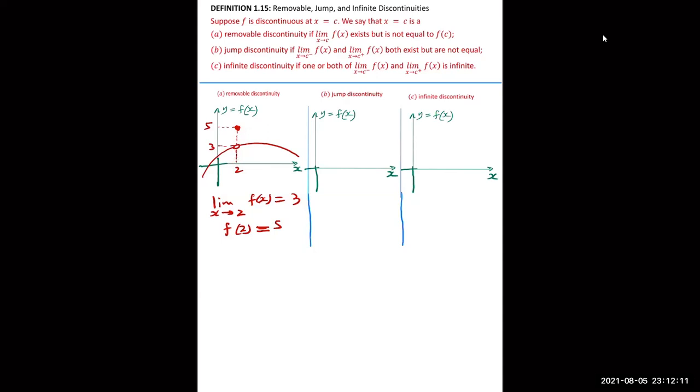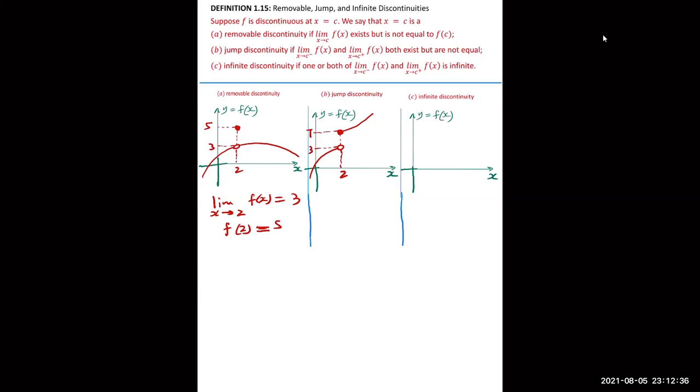The second type of discontinuity I want to talk about is jump discontinuity. When do you say that you have a jump discontinuity? Here is an example. Suppose you have a graph of a function f of x like this. This is the graph of the function f of x. Say this is 2, this is 3, and this is 7.